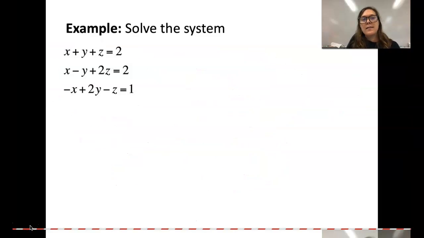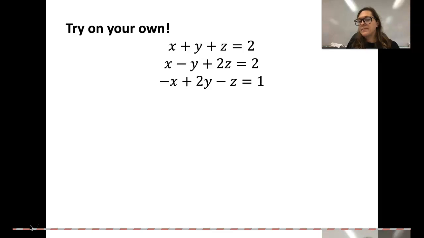Okay. See if you can do one on your own. Did you get negative 1, 1, 2? Hopefully you did.